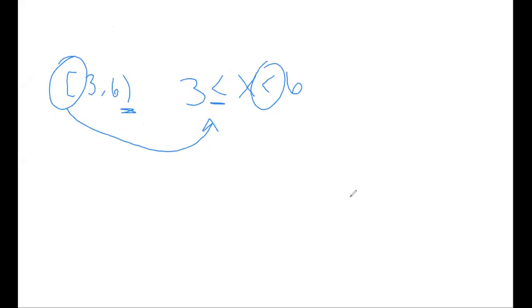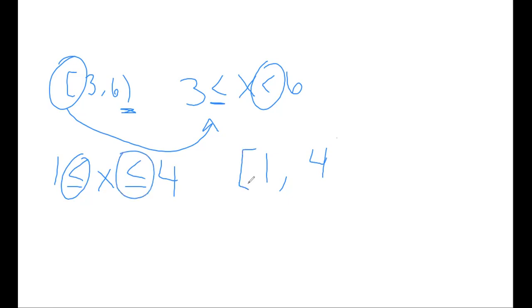Now let's say that we want to have 1 less than or equal to x less than or equal to 4. So when we see that, we can go ahead and write our endpoints 1 and 4. We just need to know what signs we're going to be putting there. Okay. Since we have that less than or equal to on both of them, we have a square bracket. Okay.